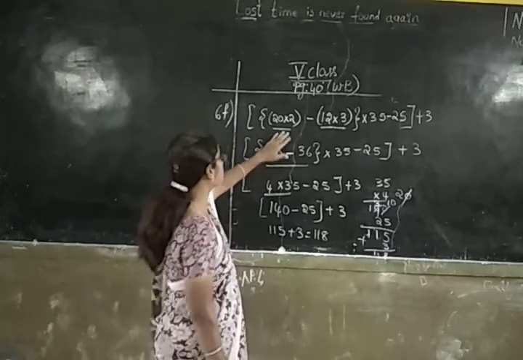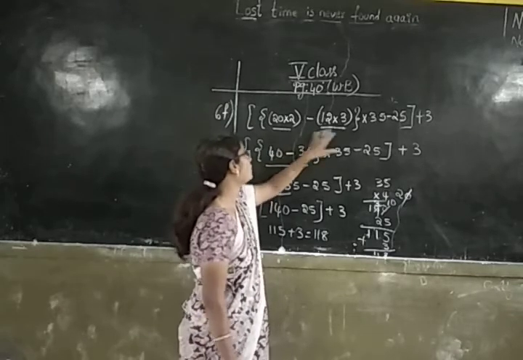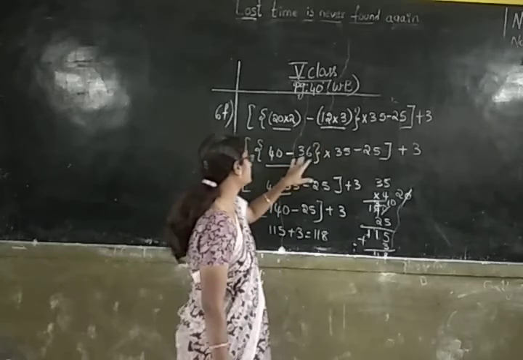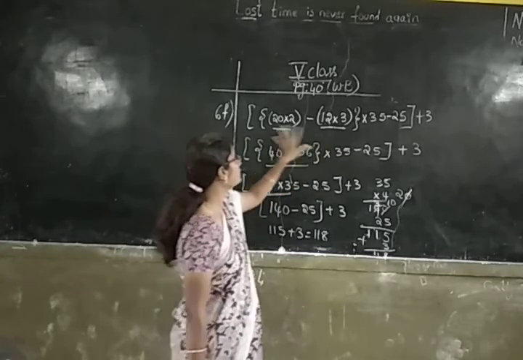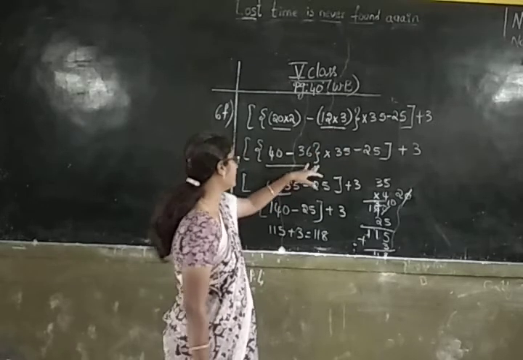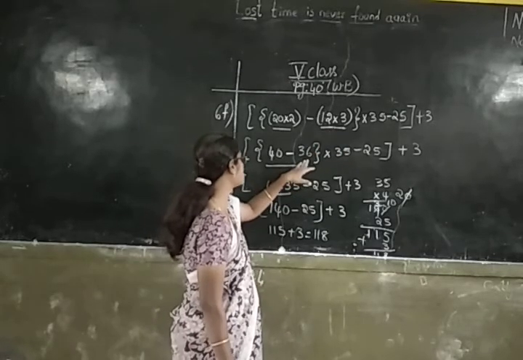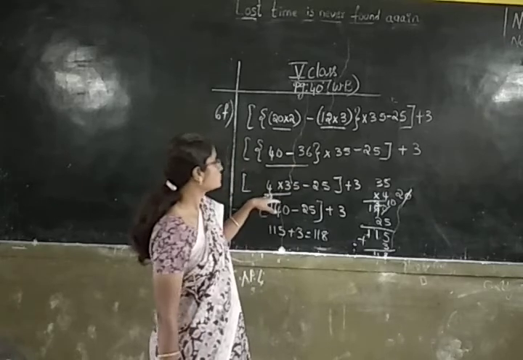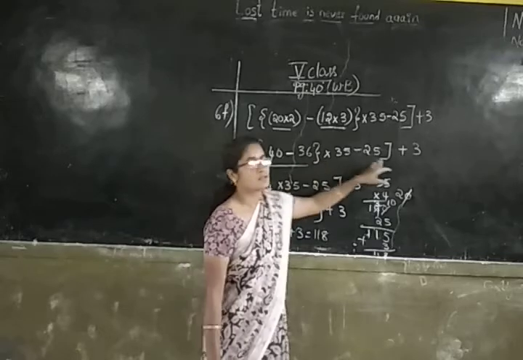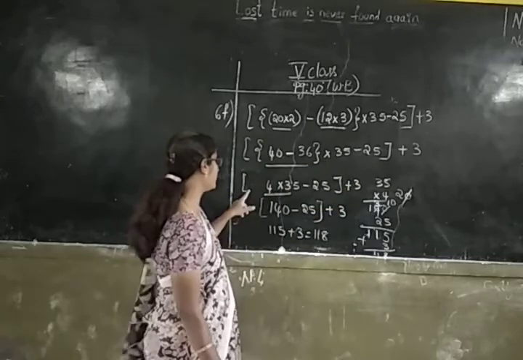Okay, children. First you have to solve the terms in the round bracket. 20 2s are 40. 12 3s are 36. So after solving the terms in the round bracket, you have to solve the terms in the flower bracket. 40 minus 36 is 4. So after solving the terms in the flower bracket, you have to solve the terms in the square bracket.